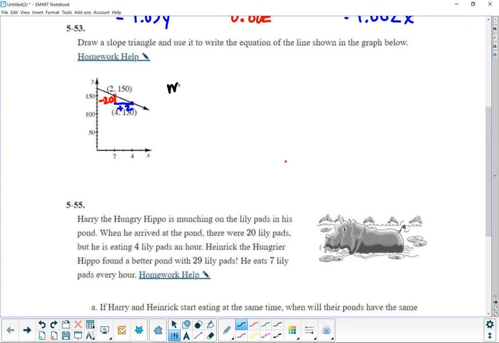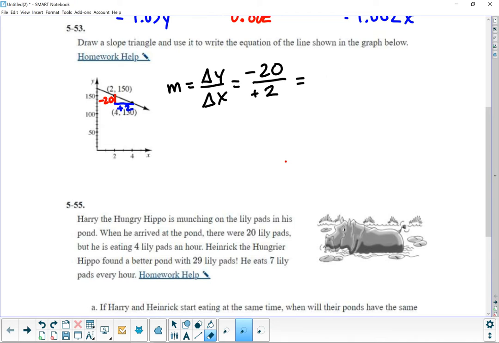So our slope is going to be the change in y over the change in x, which is negative 20, because we went down 20, and we went forward 2. So negative 20 over 2 is going to be negative 10. And that's your slope.